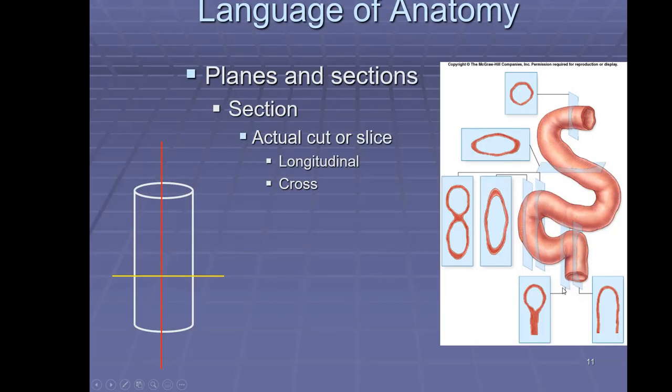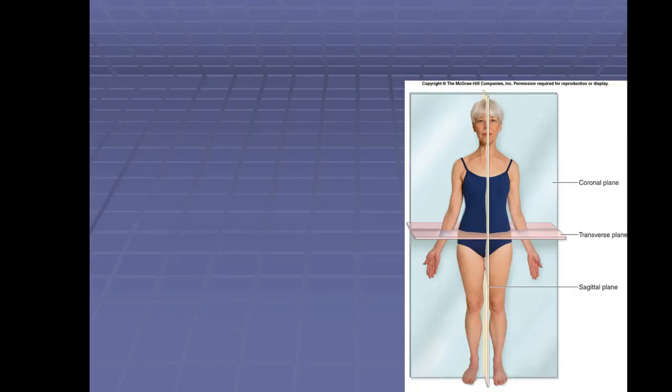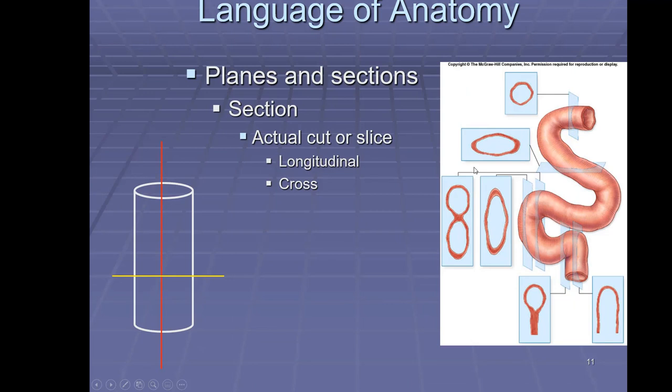So, planes and sections. I'm going to talk a little bit about sections first, then we'll move into planes. A section is an actual cut or slice through something. If we were examining an organ and we wanted to see what it looks like on the inside, we could cut it and look at what's inside, but it's going to look different depending on how we cut it.